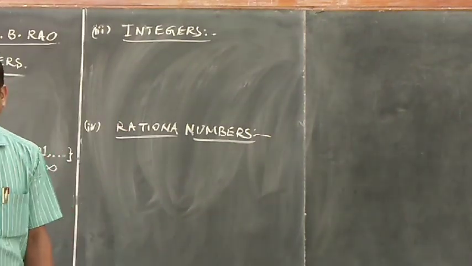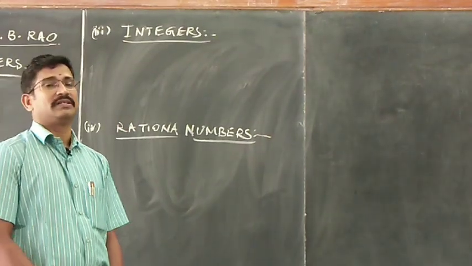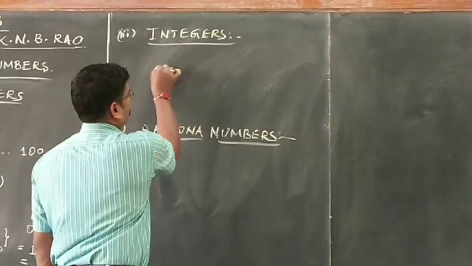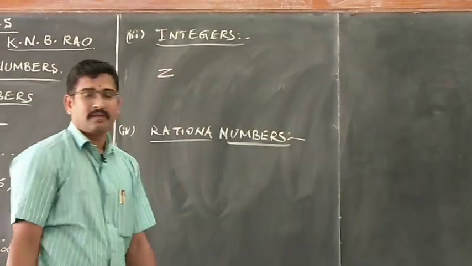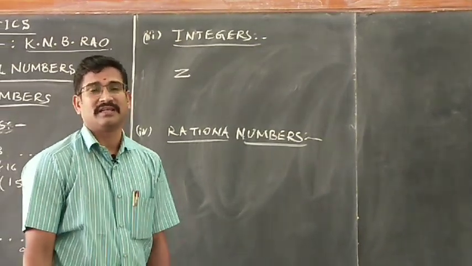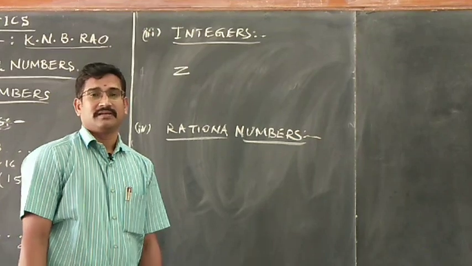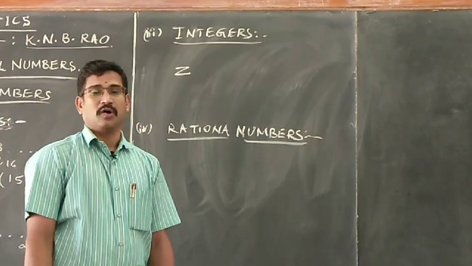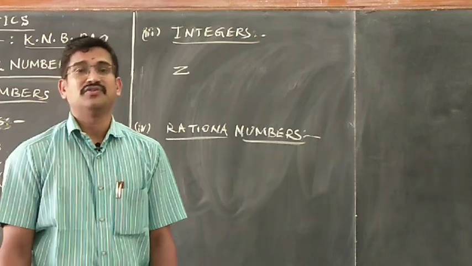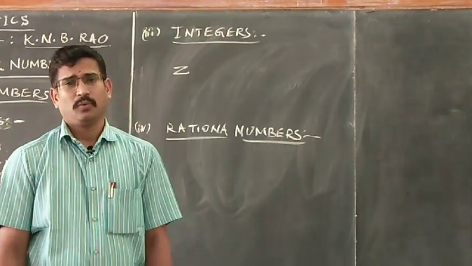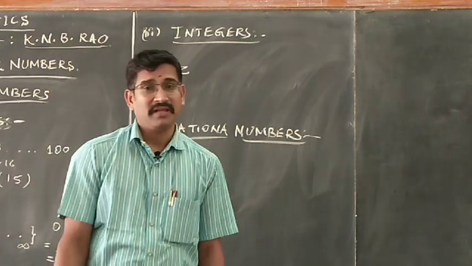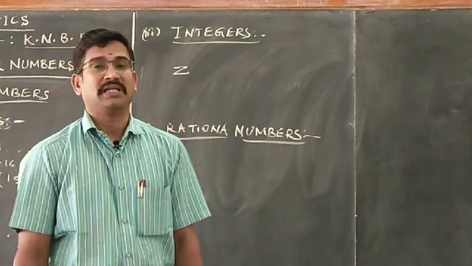See children, next to these whole numbers we have integers. Integers are represented by the letter Z. Why are integers represented by the letter Z? Z is because integers are called Zahlen numbers in the German language. What is the meaning of Zahlen in German? Zahlen means to count.